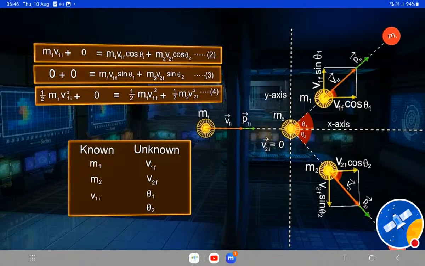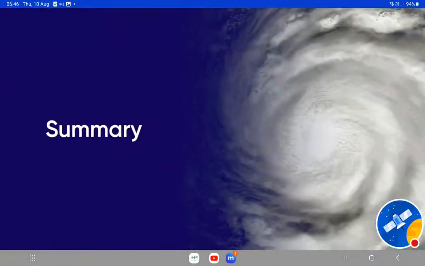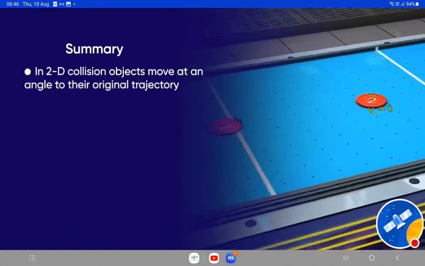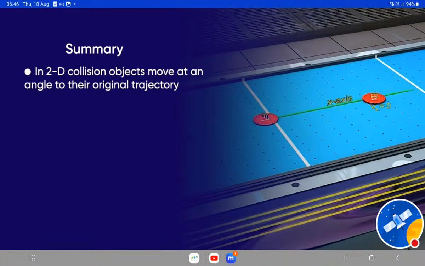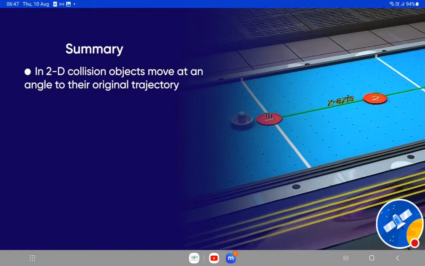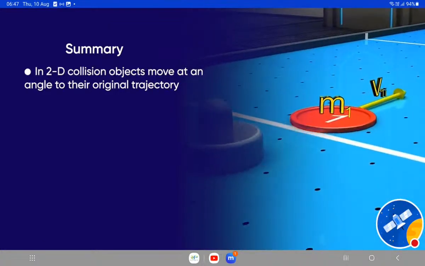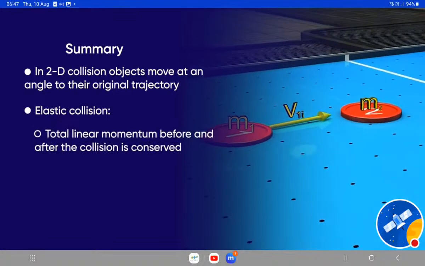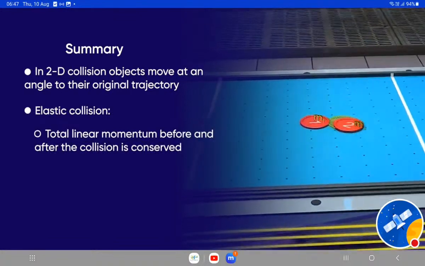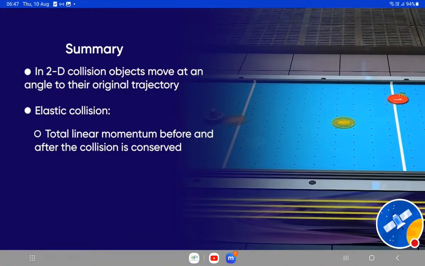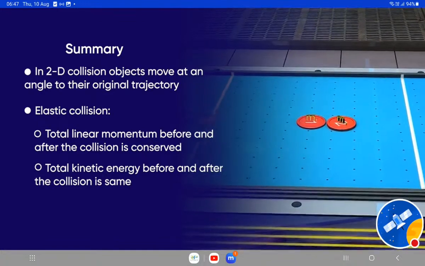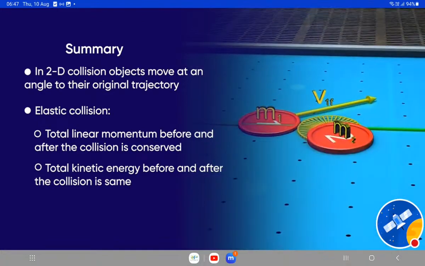Thus, only if we know any one of these 4 quantities, we can solve the 3 equations for the remaining 3 quantities. To summarize, in a two-dimensional collision, after collision, the objects move at an angle to their original trajectory. In an elastic collision, total linear momentum before and after the collision is conserved. Total kinetic energy before the collision is equal to the total kinetic energy after the collision.